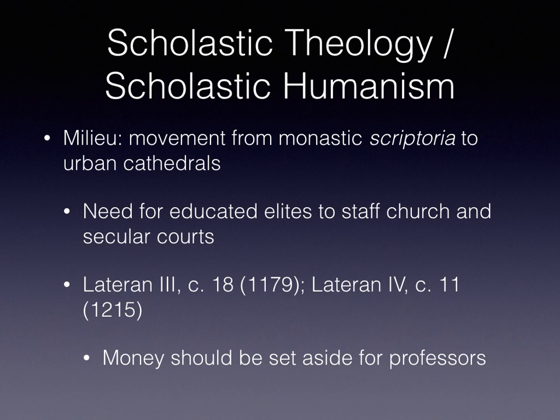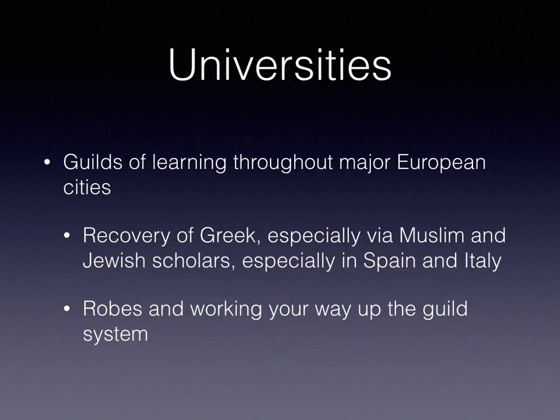So obviously what happens after Lateran III and Lateran IV is the creation of universities. And what the universities start out as is guilds of learning that are created in major European cities. And again, if you go to Europe today and you see many of these major universities that are still there, they have their roots all the way back to this period of time.